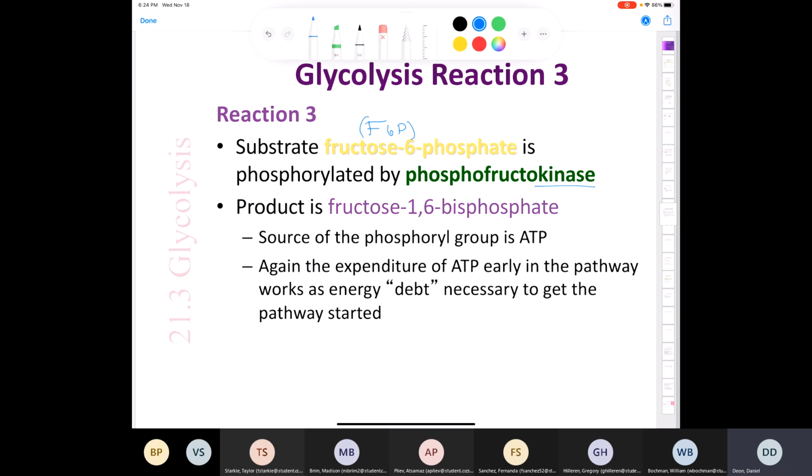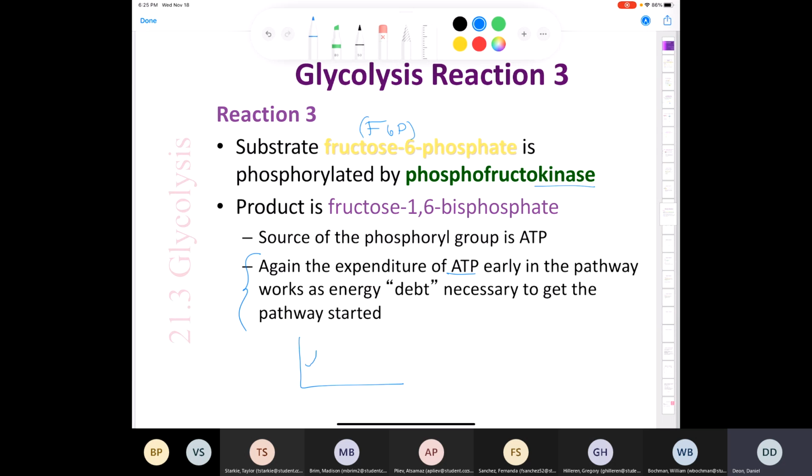Where does that phosphoryl group come from? If you think back a couple slides ago to that 10-step figure that I showed you, you saw that we used up 2 molecules of ATP in the beginning, didn't we? Again, same thing over again. We got to spend money to make money. We're spending ATP early in the pathway, and that's going to kind of get us rocking and rolling. It's kind of getting us to the top of the roller coaster, right?